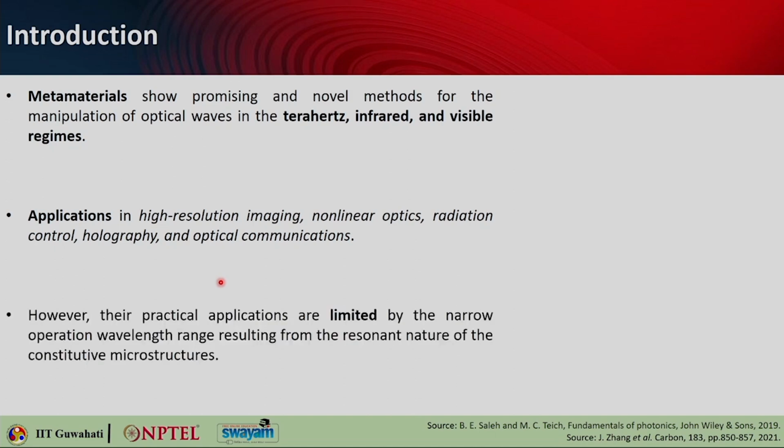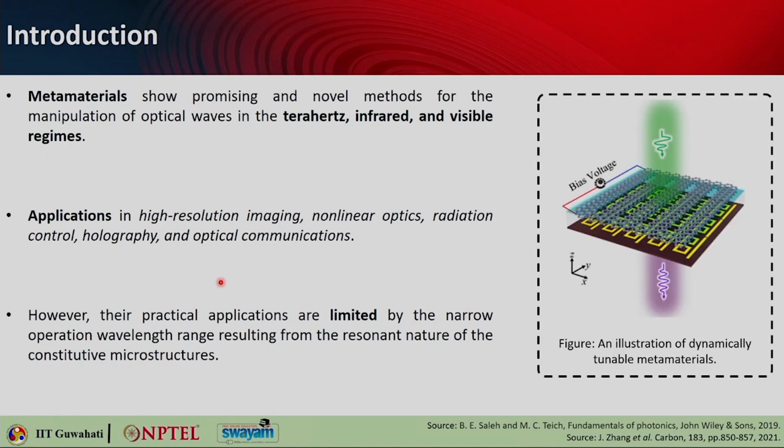Now if you think of the design of the metamaterials, it is basically based on the design of the unit cell, that is the meta-atom. In most cases the practical applications become limited, because once you fabricate this metamaterial you cannot change it. The resonance that you typically obtain from a metamaterial is a narrow band resonance, and that comes from the resonating nature of the constituent microstructures or nanostructures, depending on the frequency range you are talking about. What is important is to have a reconfigurable metamaterial.